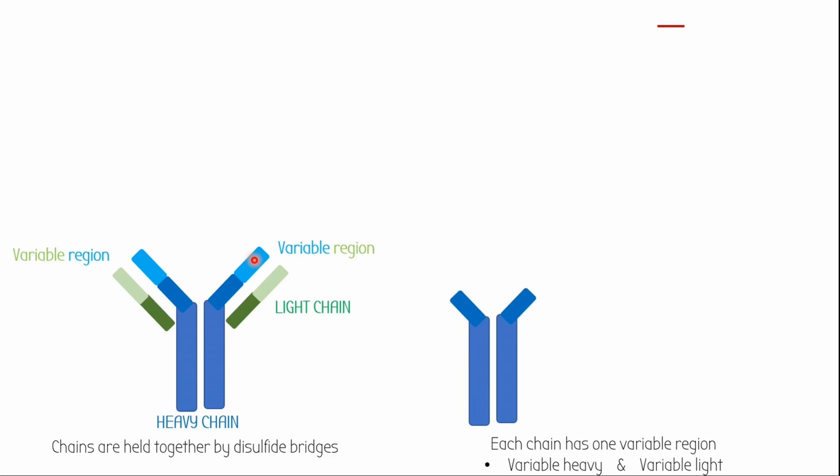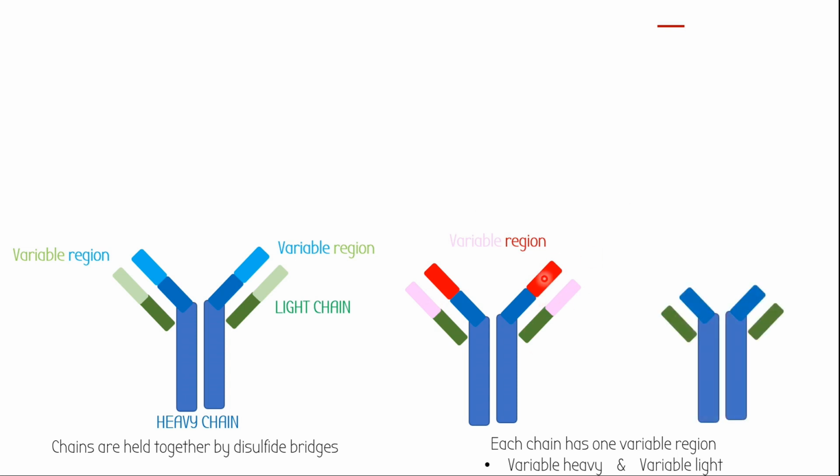That's going to lead to a different variable region. So the constant region stays the same, both the heavy and the light, but the variable region is different. So which colors on this diagram represent the variable region, the bit that has changed to fit a different shape of antigen? It's the red and the pink. Okay, so this one is the variable heavy, that's the variable light, and together they make up a different shape for the antigen to fit into.